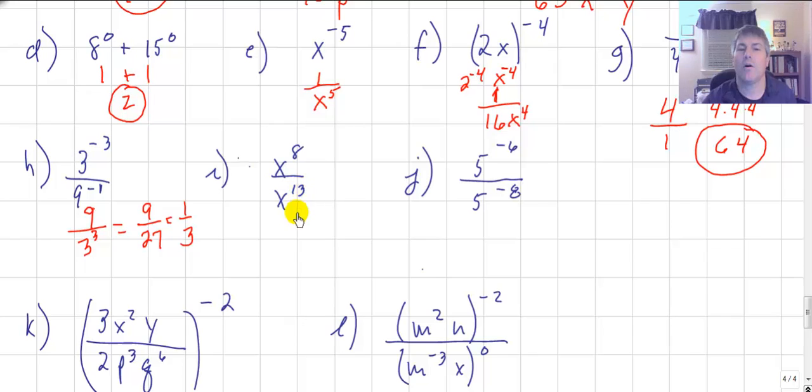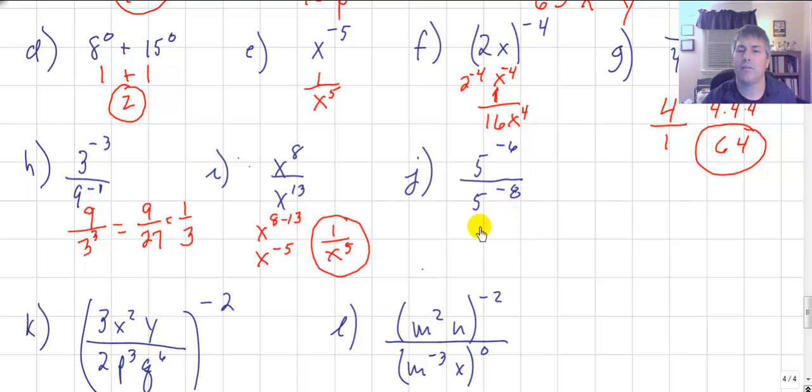X to the 8th over x to the 13th. You can look at this a couple different ways. This is x to the 8 minus 13, or x to the negative 5, which simplifies to 1 over x to the 5th. Many of you will look at this and go, well, I have 8 factors of x in the numerator and 13 in the denominator. Don't I have 5 more factors of x in the denominator? So it does make sense. 1 over x to the 5th.